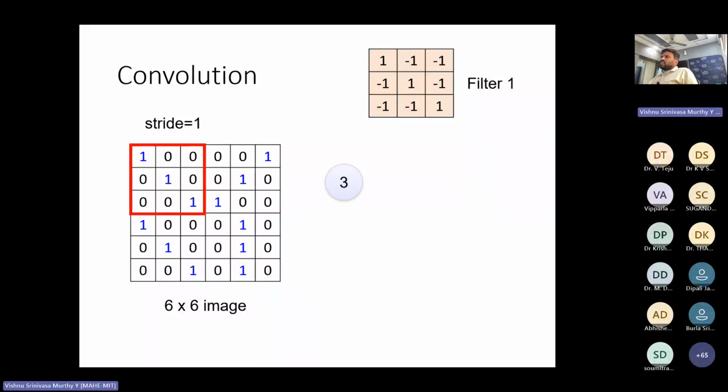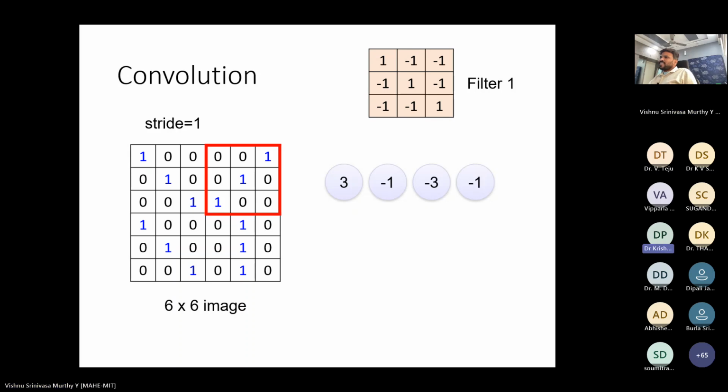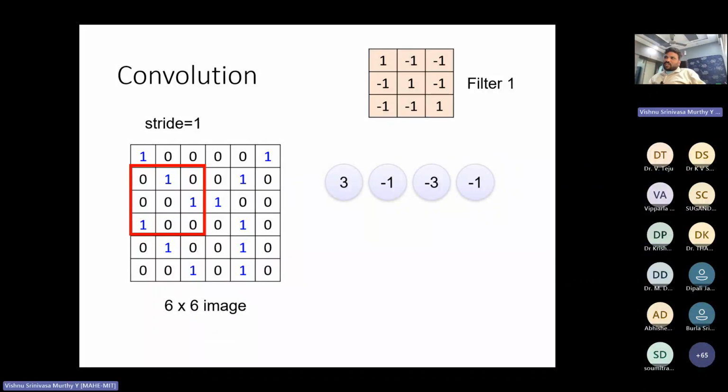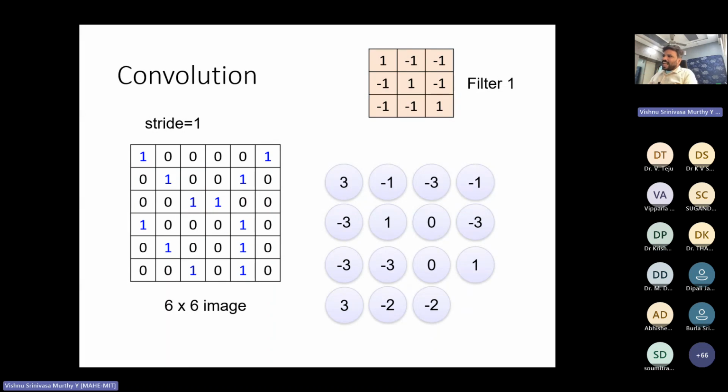So the value is 3. Then the next value is 1 minus 1 plus minus 1 plus 1, that is minus 1. Then the next one is minus 1 plus minus 1 plus minus 1, that is minus 3. Likewise, you can imagine the next one is minus 1 minus 1 1 minus 1. Now 1 shift down, since stride equal to 1. Then it will be minus 1 minus 1 minus 1, that is minus 3. Likewise, you can imagine all these values. The last window is 1 1 1, that is minus 1 1 minus 1 minus 1. This is a 4 by 4 image. That means a 6 by 6 image convolved with 3 by 3 gives a 4 by 4 image with filter 1.